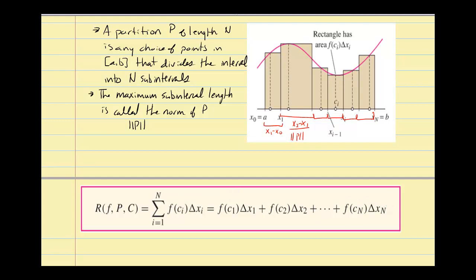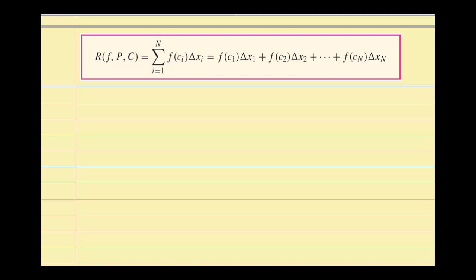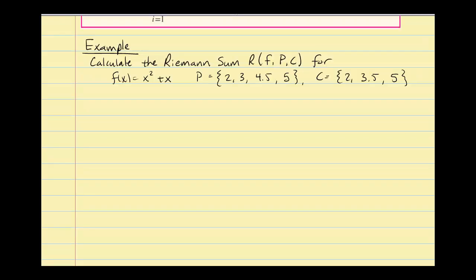So let's go ahead and look at an example where we're actually calculating out a Riemann sum. This problem says to calculate the Riemann sum for the function f of x equals x squared plus x, and it gives us a set of partition points, and it gives you these values that they want you to plug in to find the height of the rectangles. So these are x values that I'll plug into the function to find my rectangles.